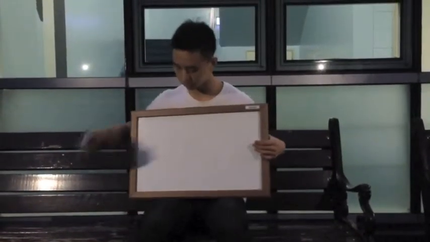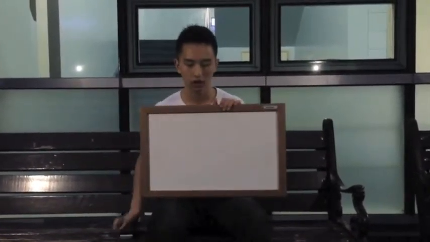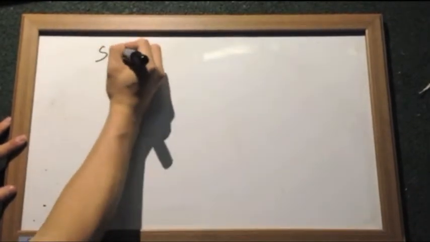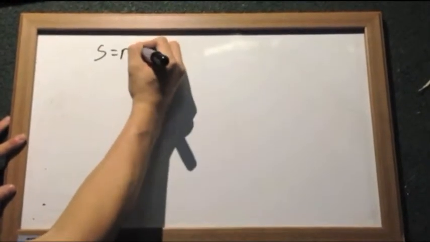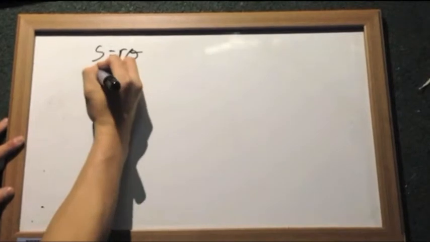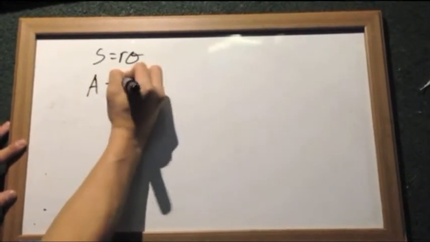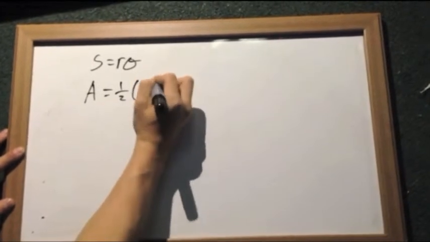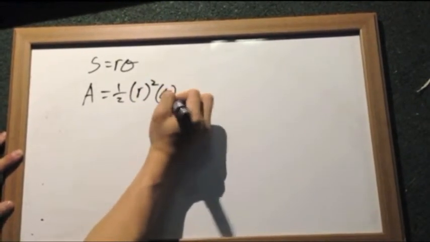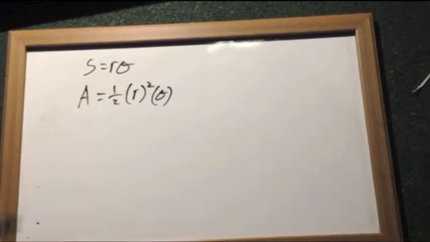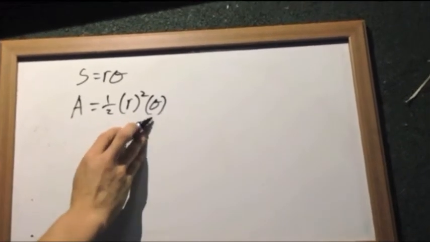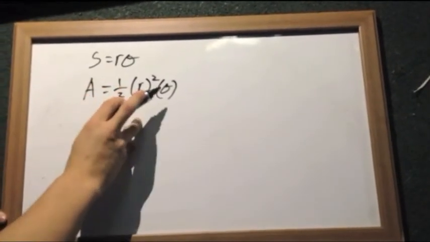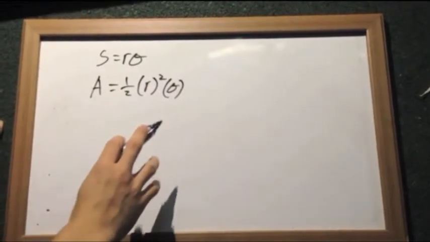So we're going to learn about area and arc length. So first of all, we need to know the two equations for arc length and area. So arc length is S equals R times the central angle, or theta, and area, A, equals half times radius squared times the central angle, which is also theta. And remember that theta, or the central angle, always has to be in the radian form, not the degree form.